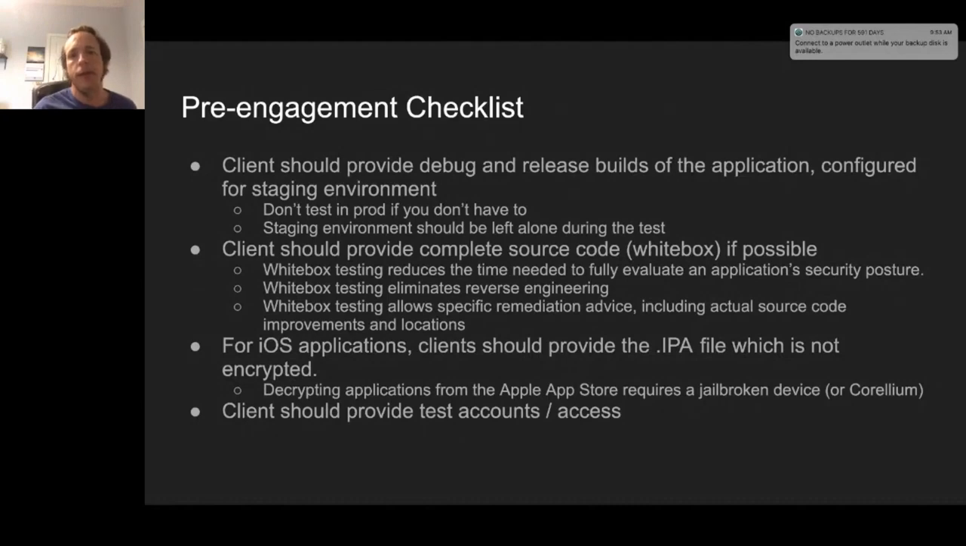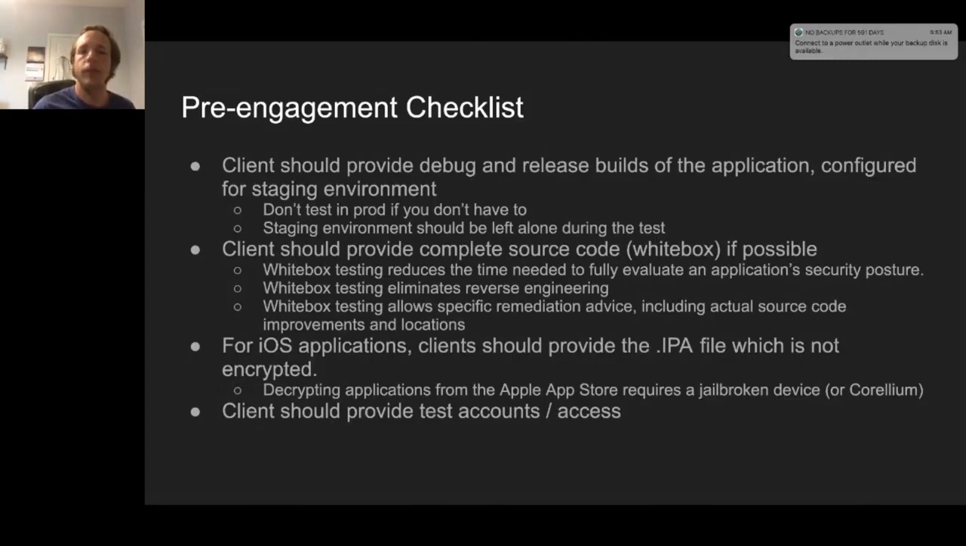So if you're talking to a client and you have the opportunity to get a debug version, I highly recommend it. But you also want to have the release build so that you can look at the configuration, as some of the findings that you might have in a debug version won't be present in the release build. So to deliver a good engagement, you want to have both. And again, like I said, if you can get the source code, I definitely recommend it. It makes life way easier.